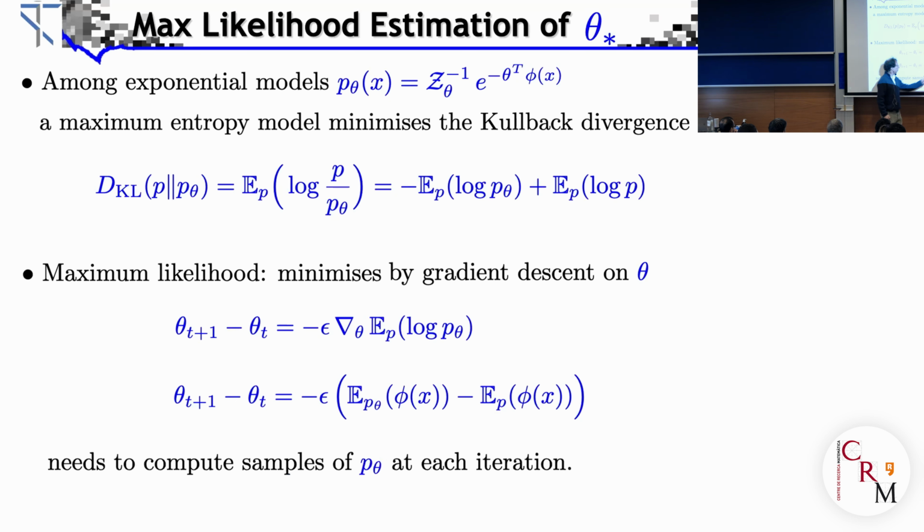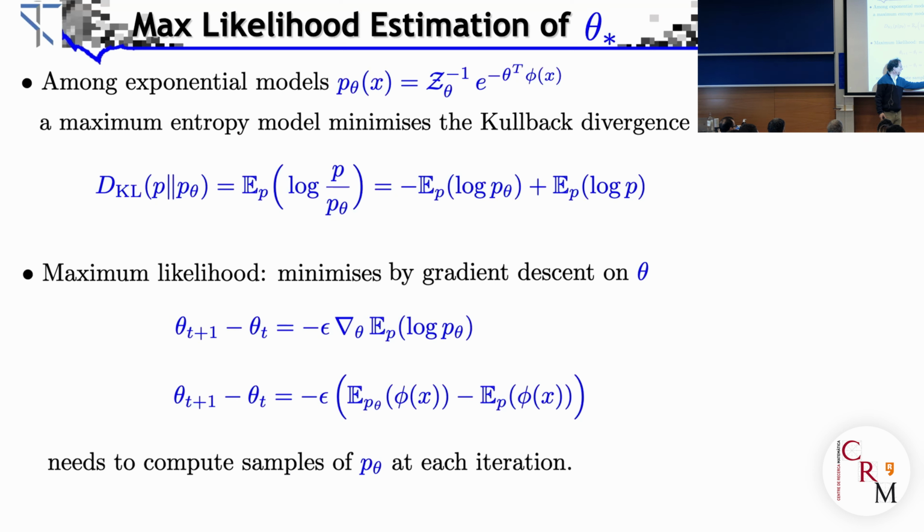The only difficulty is that you need to compute this expected value. So what does that mean? For each theta, you have a probability distribution P theta, and you need to compute the expected value of phi relative to this probability distribution. How are you going to do it? You will need to sample, in other words, produce samples of the distribution P theta and make a Monte Carlo sum.